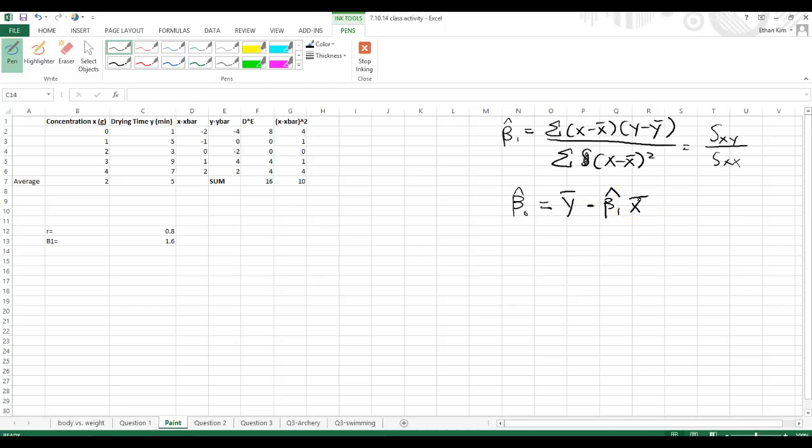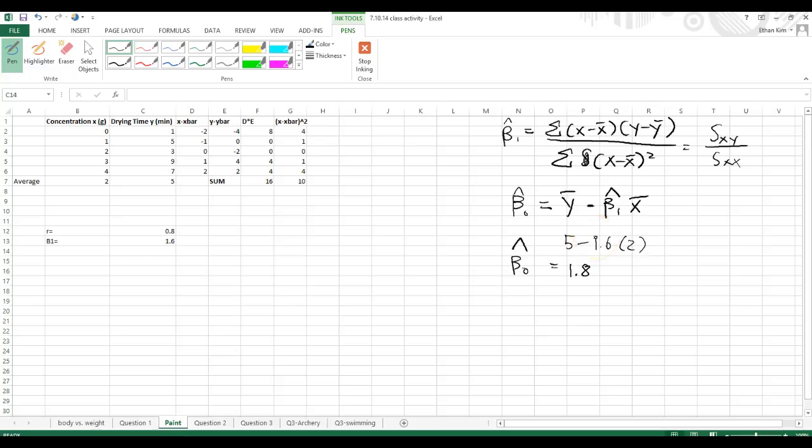Okay, so if you do that, let me just write that down. We found out that y bar is 5, and x bar is 2. So 5 minus this beta 1 hat, which is right here, 1.6, times x bar, which is 2. And what do we get for b0 hat? That's going to be 5 minus 3.2, so that's going to be 1.8. So that's our value.